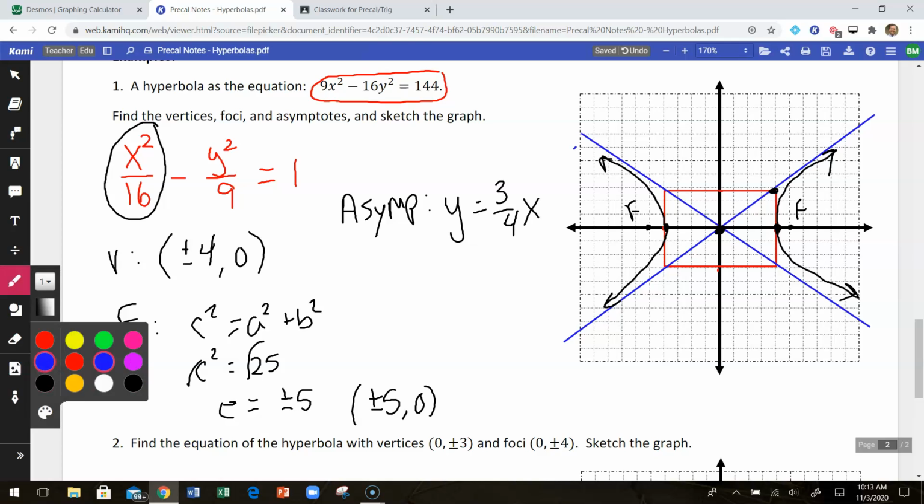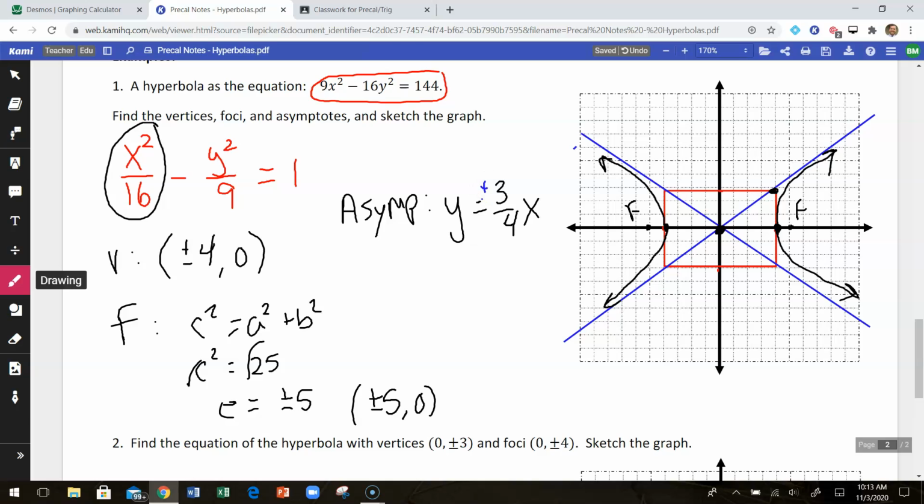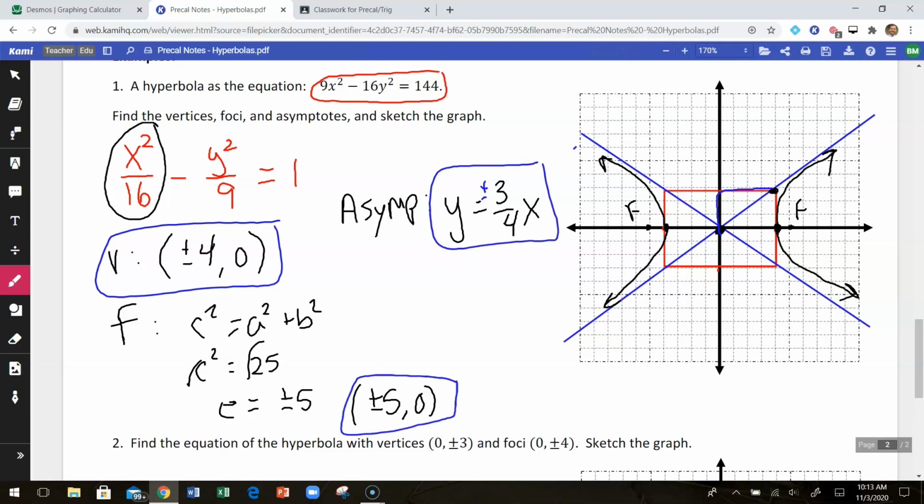So your asymptotes are going to be y equals plus and minus whatever that rise over run is to get through the corner of that box from the origin, plus or minus 3/4x. And I didn't really have to worry about what's a and what's b down here. I'm just sticking with, if I can graph it first, then I can look at the graph and figure out what that stretch would be vertically and horizontally to get the equation of those asymptotes. Okay, so vertices, foci, asymptotes. Again, all pretty easy to find if you go ahead and actually make the graph first.